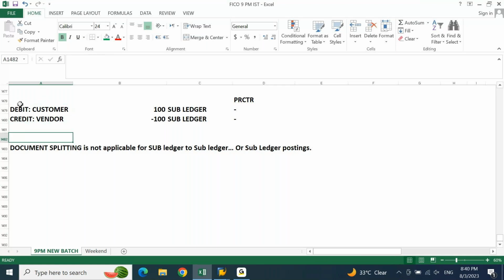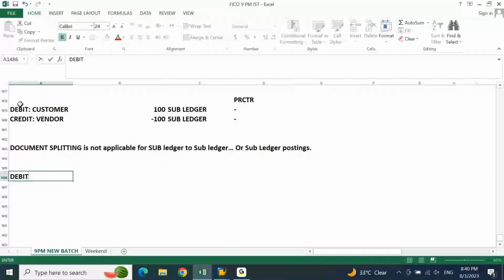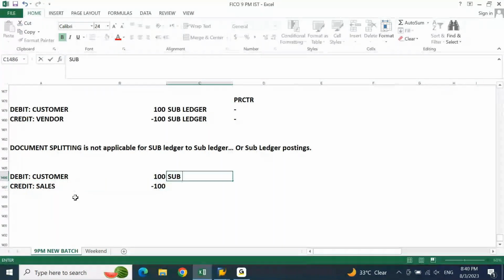I'll put debit to customer and then I'll put credit to sales. In this case, if I put 100 on the debit, 100 on the credit, this I will call it as subledger. This I call it as main ledger. Am I correct?